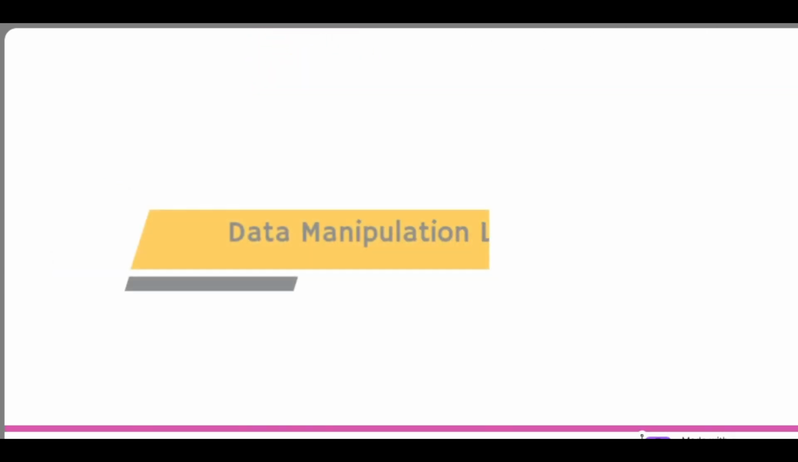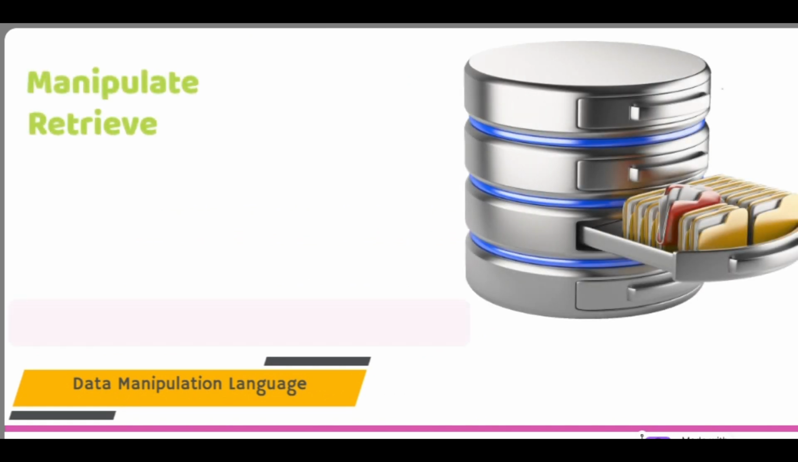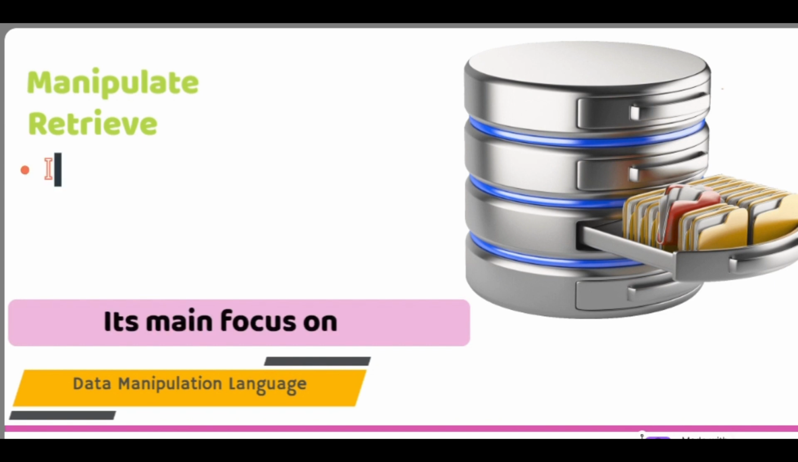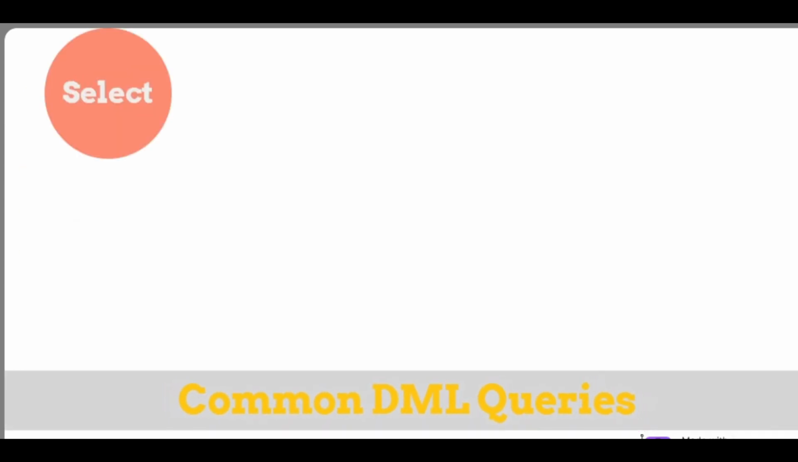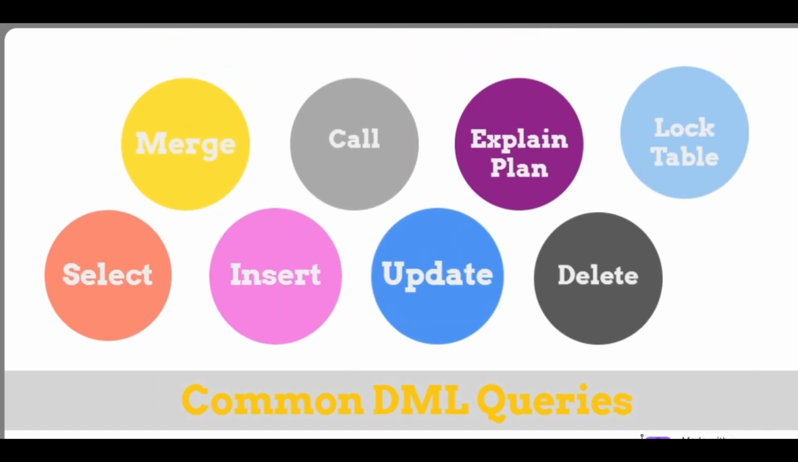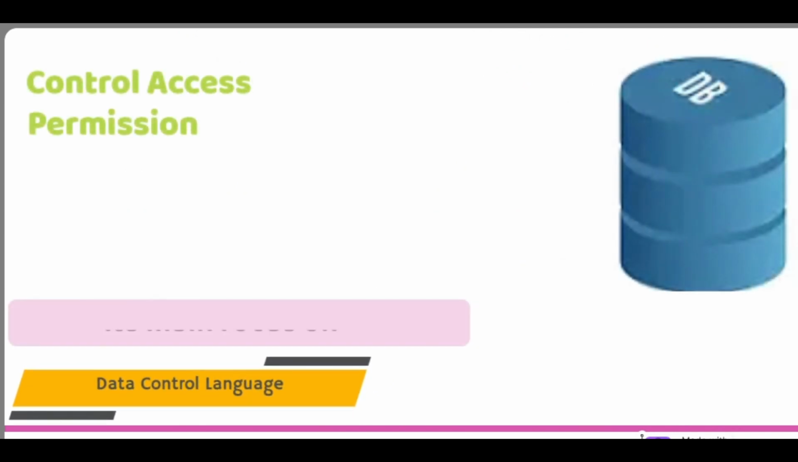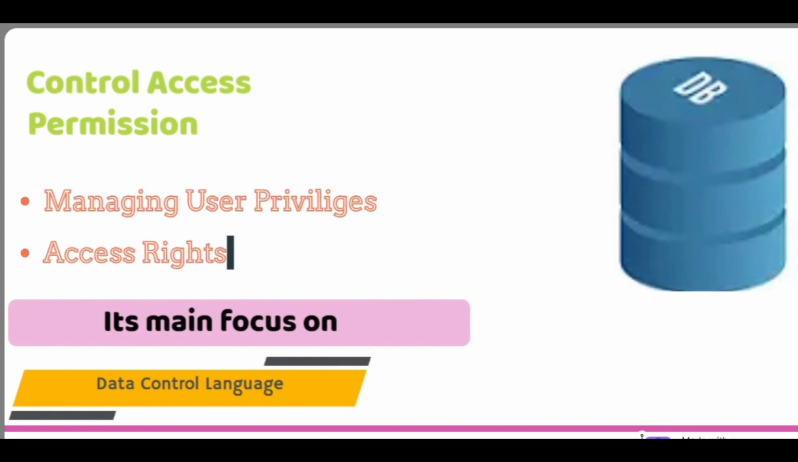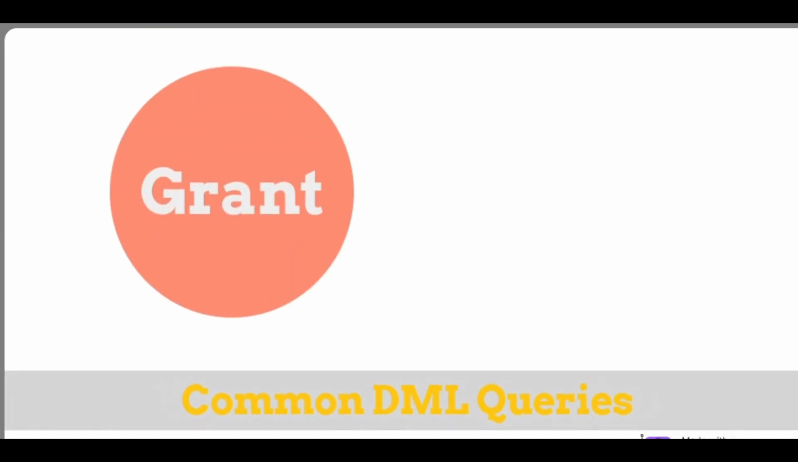Data manipulation language, DML, is used to manipulate and retrieve data within the database. Its main focus is on performing various data operations like inserting, updating, and deleting data. Common DML queries: select, insert, update, delete, merge, call, explain plan, lock table. Data control language, DCL, is used to control access and permissions in the database. It mainly focuses on managing user privileges and access rights. Common DCL queries are grant, revoke.